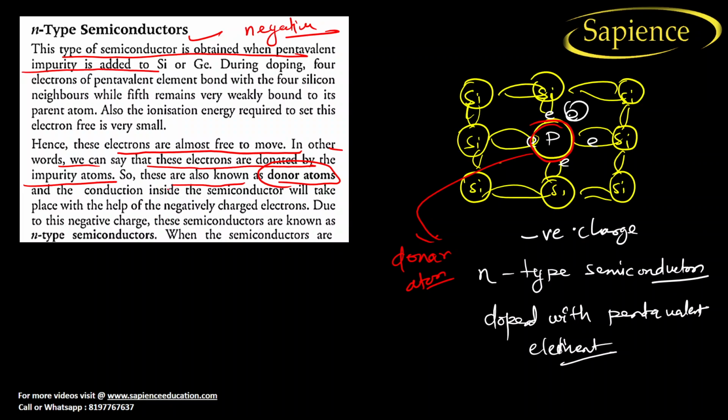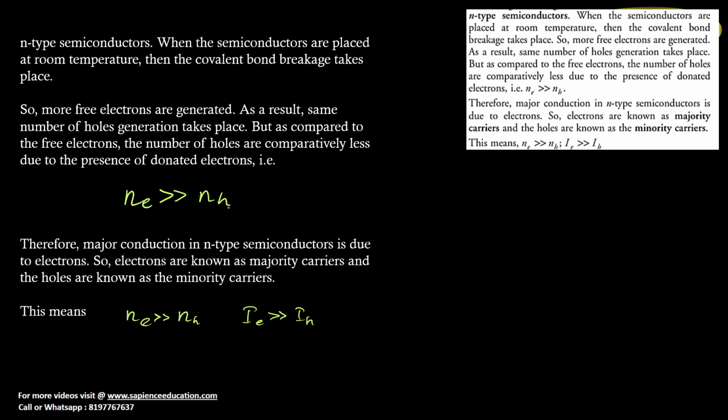And the conduction inside the semiconductor will take place with the help of this negatively charged electron, due to which these semiconductors are known as n-type semiconductors, right? Since this is negatively charged, it will be considered as the n-type semiconductor, right? Now very important, this is n-type semiconductor.